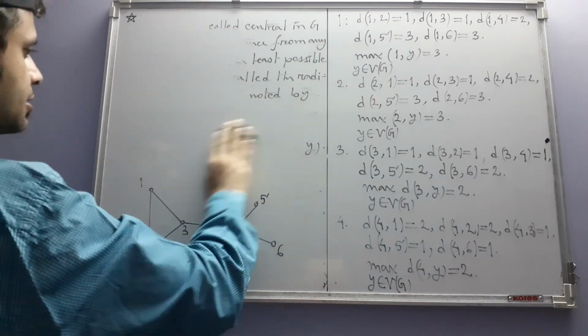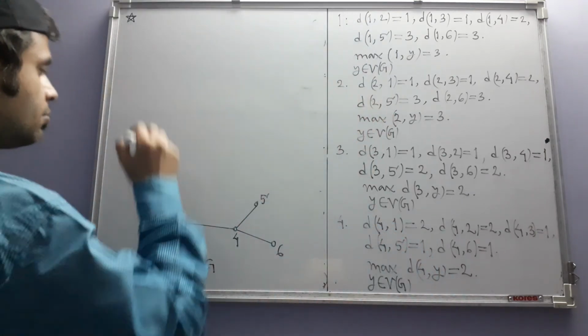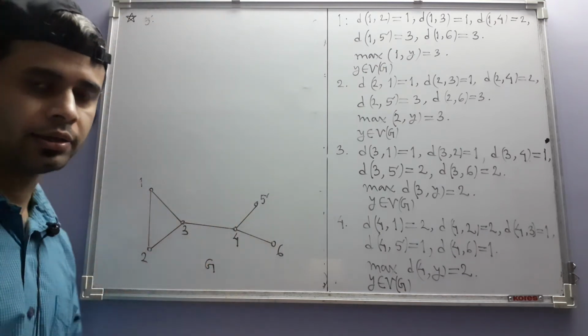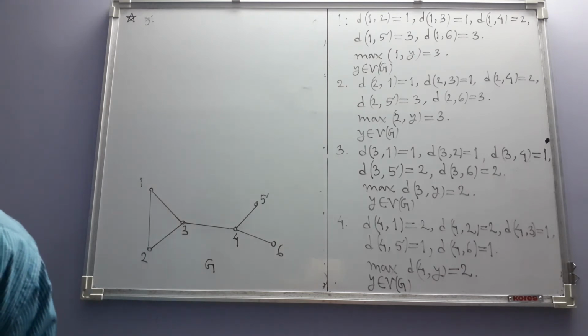2 more vertices are left, which are also alike. Let me put some ink. I need ink.